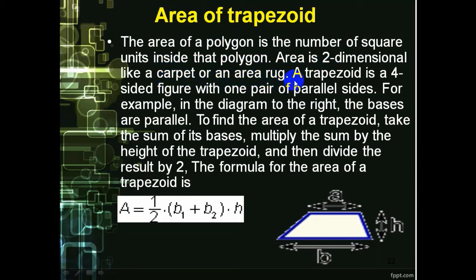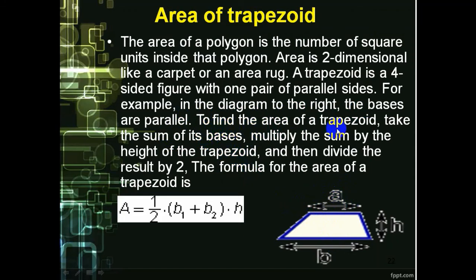A trapezoid is a four-sided figure with one pair of parallel sides. For example, in the diagram to the right, the bases are parallel. The bases are parallel. B1 and B2 are simple. We can say that suppose this is A and this is B.